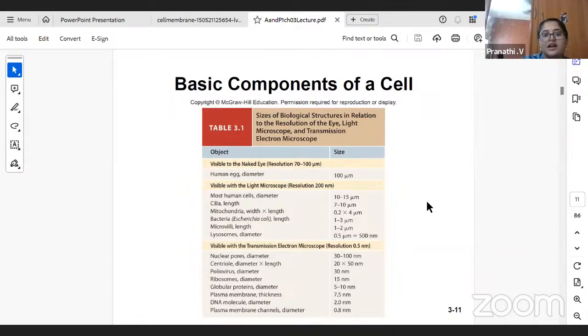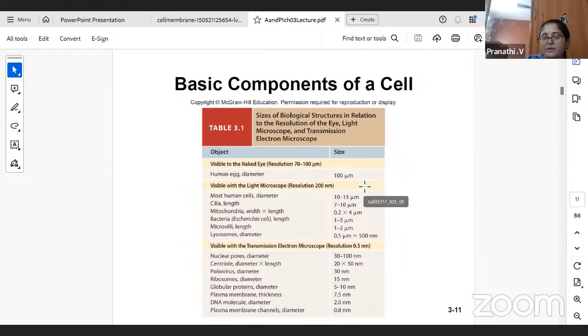If you see again, is there any cell that is visible to the naked eye? That's the human egg, which is 100 micrometers in size. So you can actually see that when you do a basic scanning of the abdomen and the uterus, if it is the ovulation time, you're going to see the human egg attached to the lining of the uterus and the fallopian tubes. So it is visible to the naked eye.